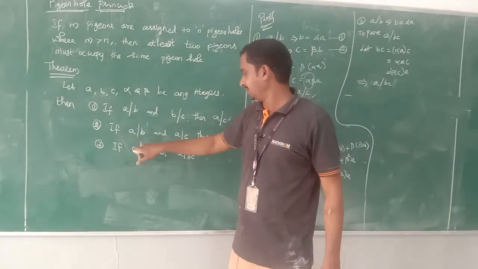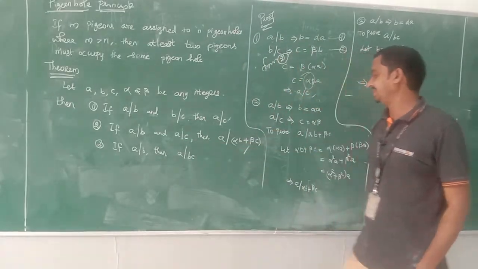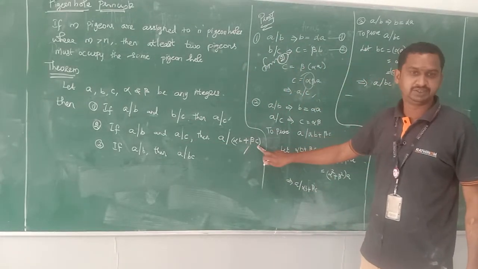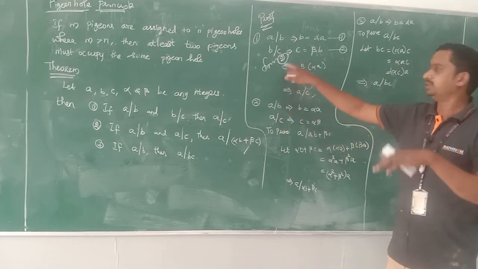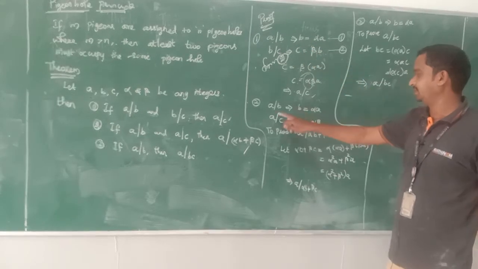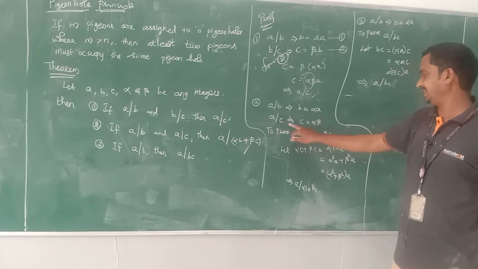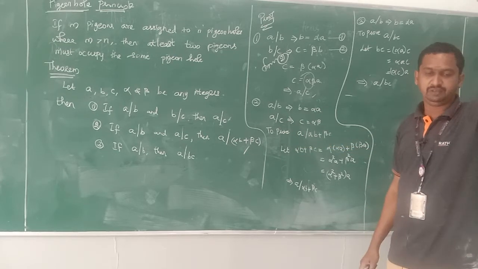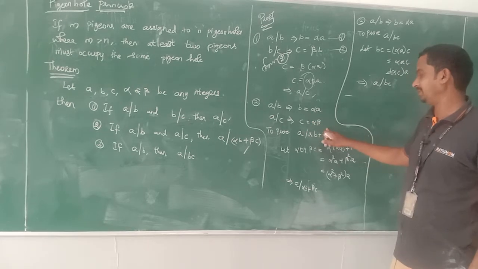If a given b and a given c, both are given, then you have to prove a given alpha b plus beta c. See the second proof. Similar to the previous one, a given b can be written as b equal to alpha a, and a given c can be written as c equal to beta a. First one equal to alpha, second one equal to beta. So b equal to alpha a, c equal to beta a.